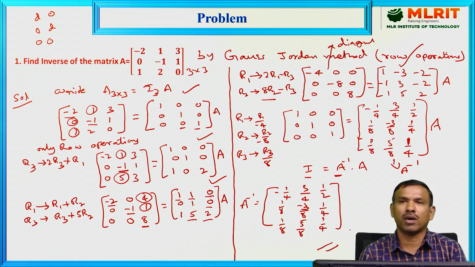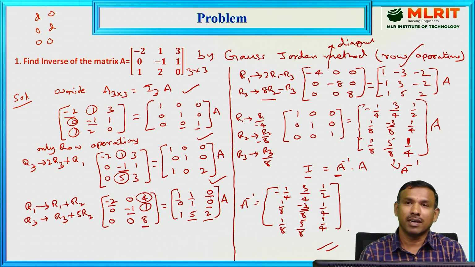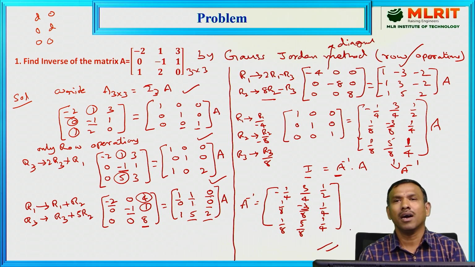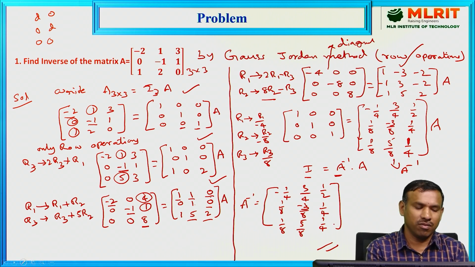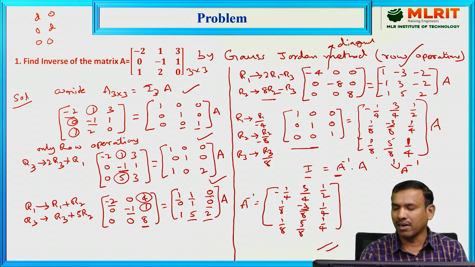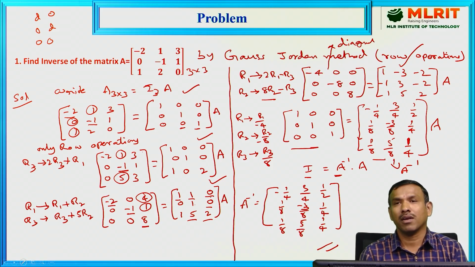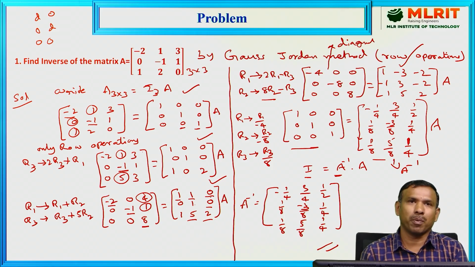Here we did not use the adjoint matrix, we did not use the determinants, only elementary row operations. The left side matrix we reduce to the identity matrix. The right side will become our RHS by applying the same row operations. It is a 3 by 3.